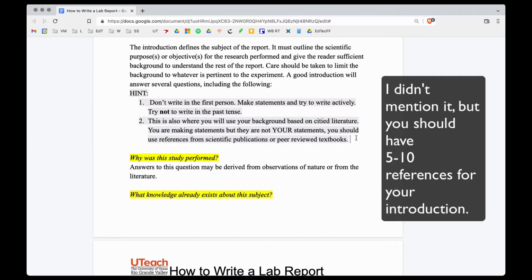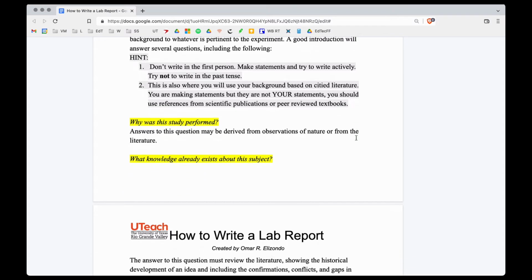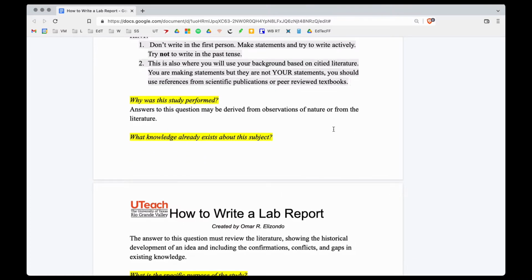You should use references from scientific publications and peer-reviewed textbooks, reputable resources. So no blogs, nothing like that. If you're going to use a website, it has to come from a reputable website that's maybe a government website, a research website, scientific journals and publications. That's what you want. Now, there's a couple of things that you want to answer in your introduction.